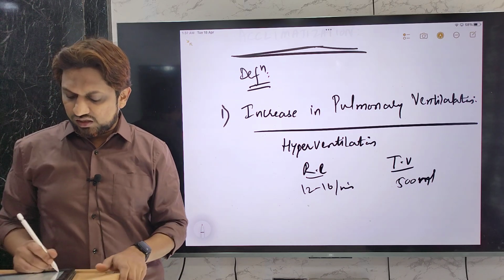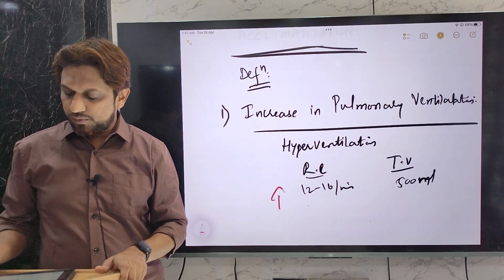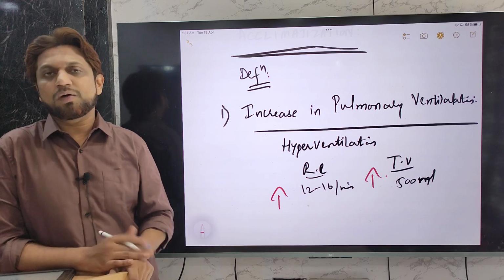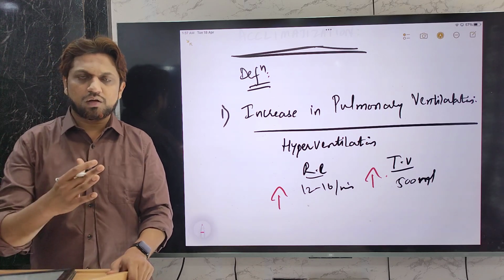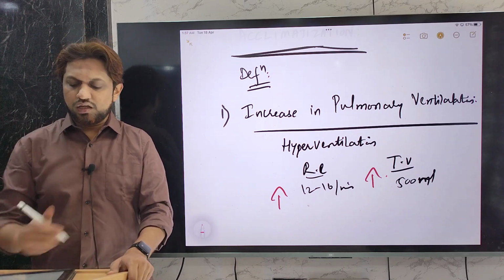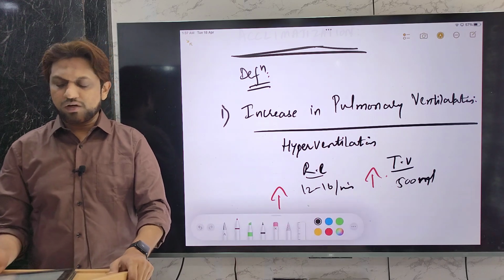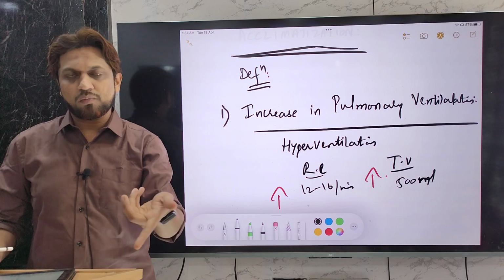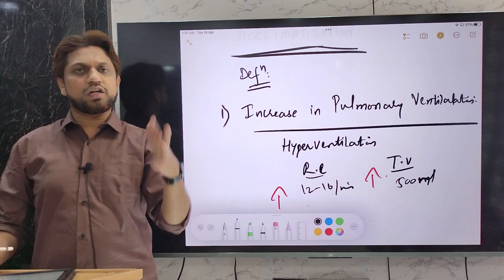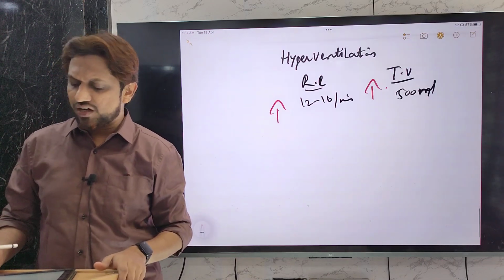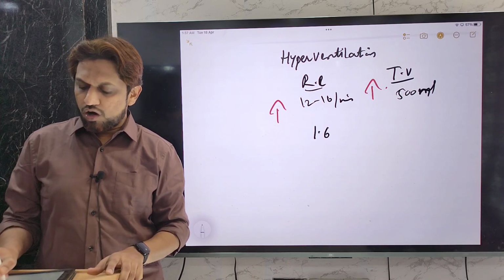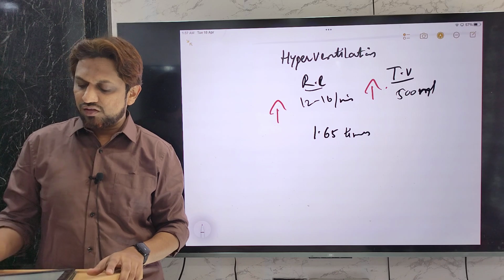If there is an increase in the respiratory rate as well as the tidal volume, that is the depth of breathing, that is called hyperventilation. That is, the respiratory rate will be increased, and even the tidal volume, so instead of 500 ml, one will take more air inside and expel more air. For example, it will take 1 liter or 2 liters of air instead of 500 ml. This is called hyperventilation. Okay, so generally initially it is around 1.6 times the normal.